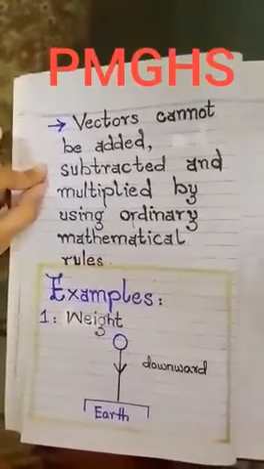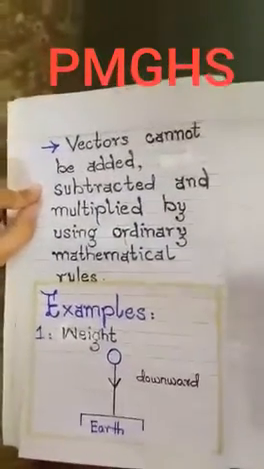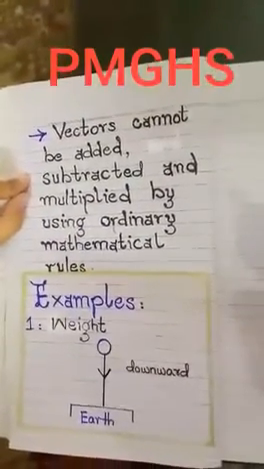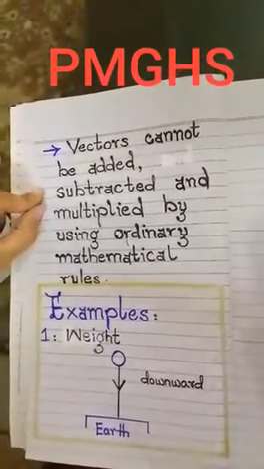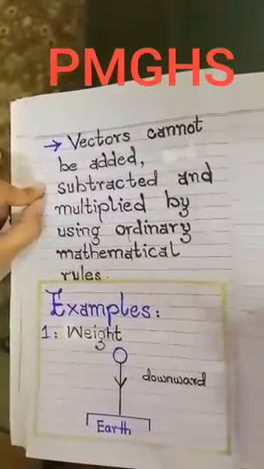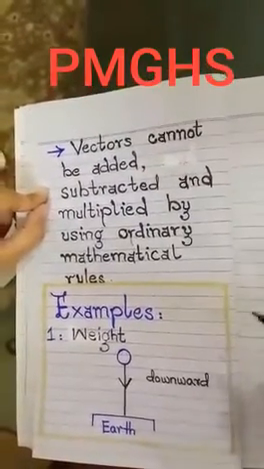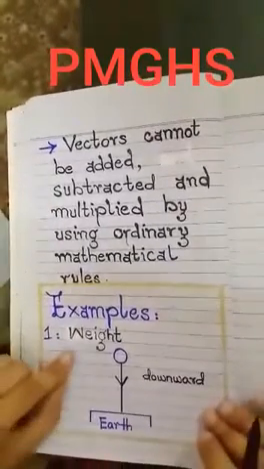For example, the head to tail rule. Students, the head to tail rule is not part of this lecture. Inshallah, we will study the head to tail rule in chapter 4. Now I'm giving you a few examples of vector quantities. First is the weight.